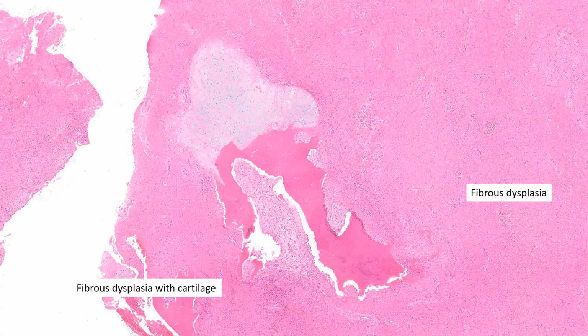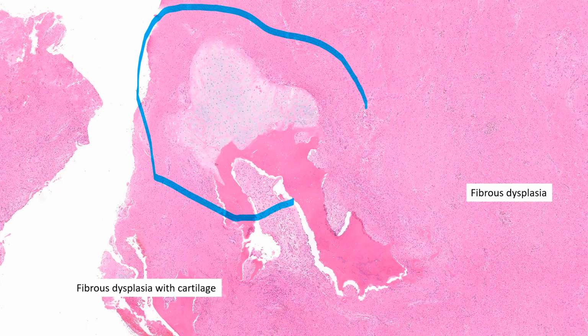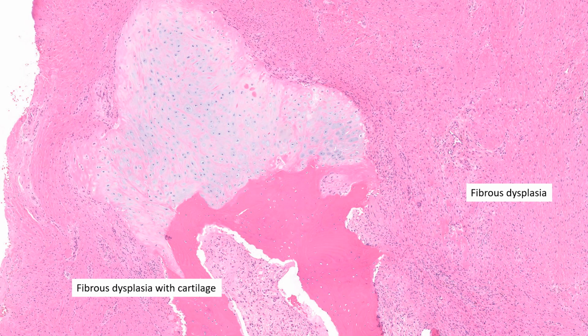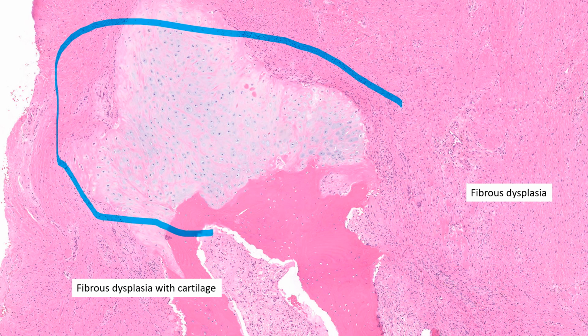All right, so here's another feature that you may see, and so don't be surprised by this. You can see relatively mature appearing cartilage like this in fibrous dysplasia, and here's a slightly higher power view. This is part of the lesion, not to be mistaken for some sort of a dedifferentiated chondrosarcoma or whatever else horrid diagnosis you can imagine.